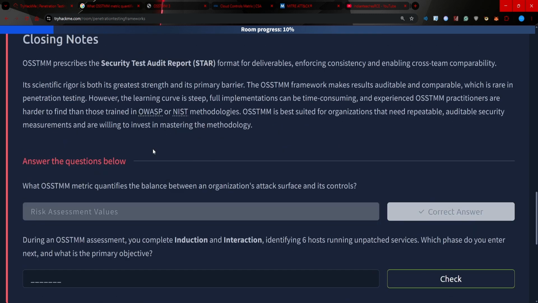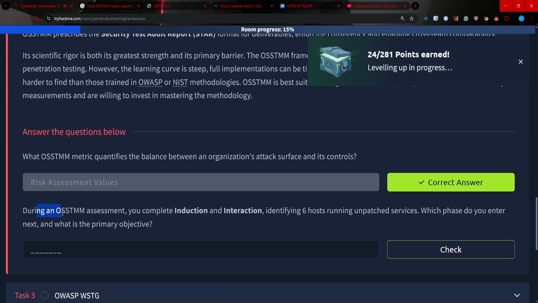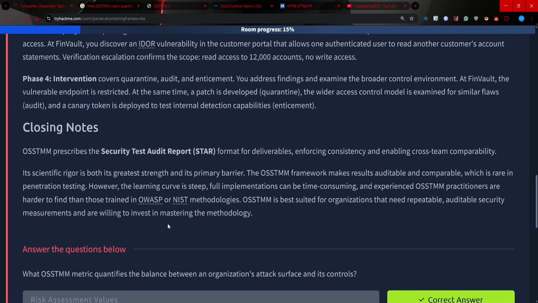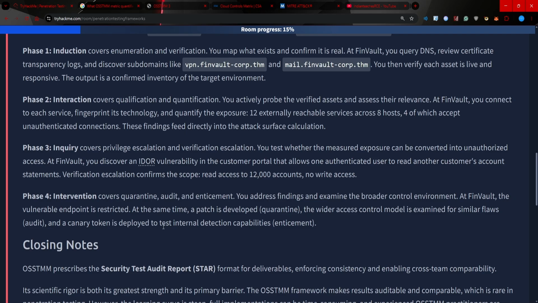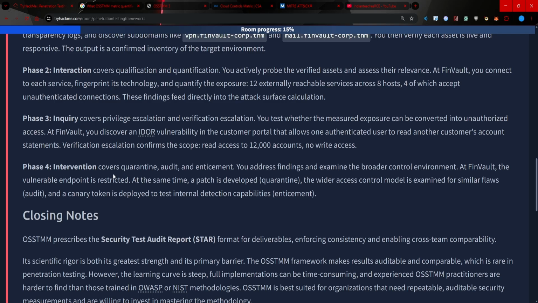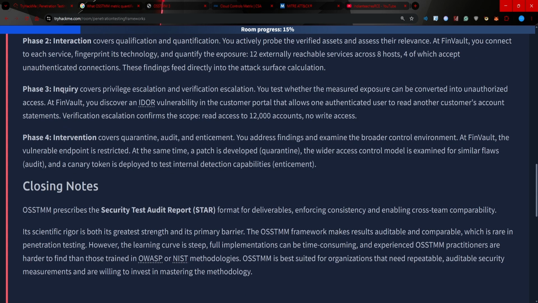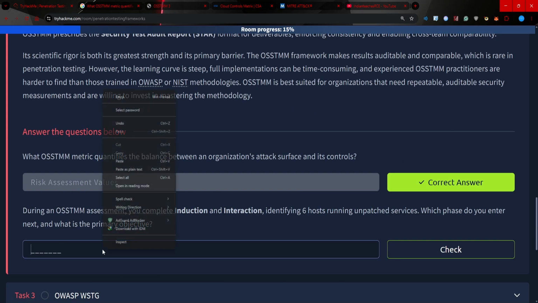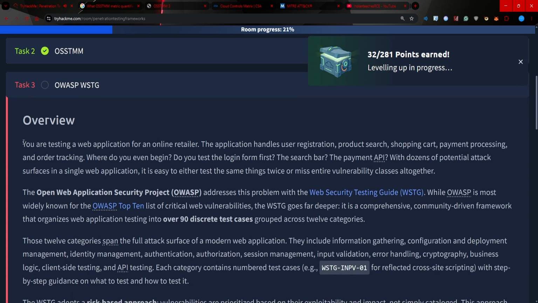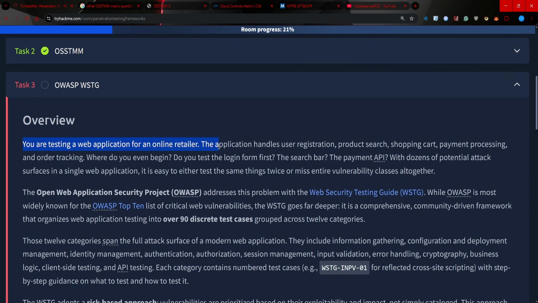No worries, this happens. During an OSSTMM assessment, you complete introduction and interaction, identifying 6 hosts running unpatched services. Which phase do you enter next, and what is the primary objective? Of course, we have done introduction and interaction, so of course inquiry should be the next one, right? Because we will tell them what has happened. Yes. Okay, great. You are testing a web application for an online retailer.